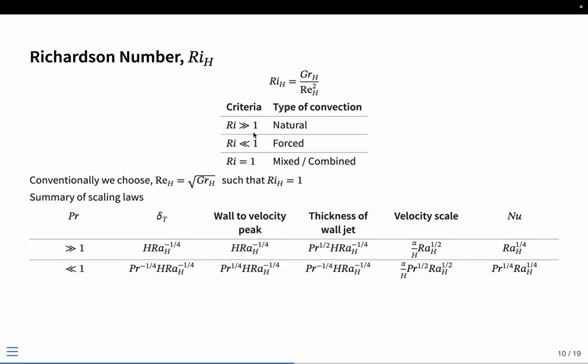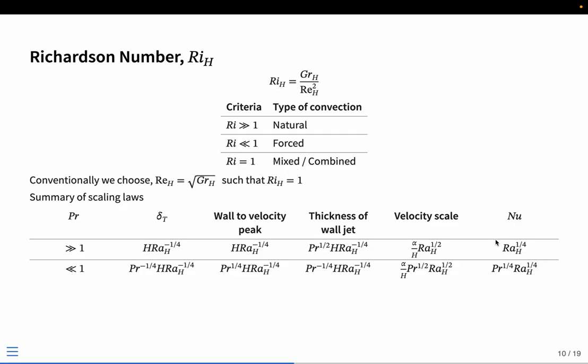If that value is much greater than 1, then you can consider it to be natural convection. If it is less than 1, then you can assume it to be forced, and if it is equal to 1, then it is mixed or combined. And we are choosing Re_H to be the square root of the Grashof number, so that it is for Ri equal to 1.